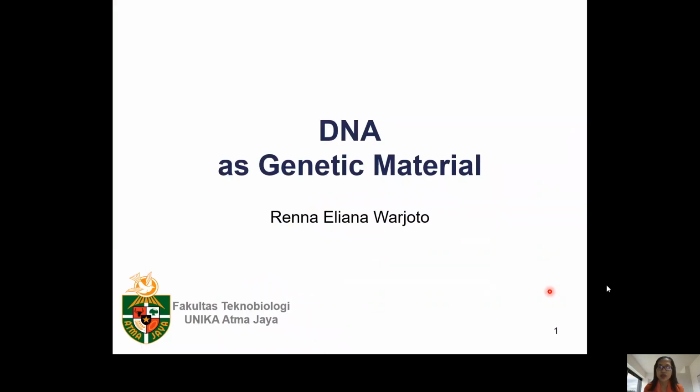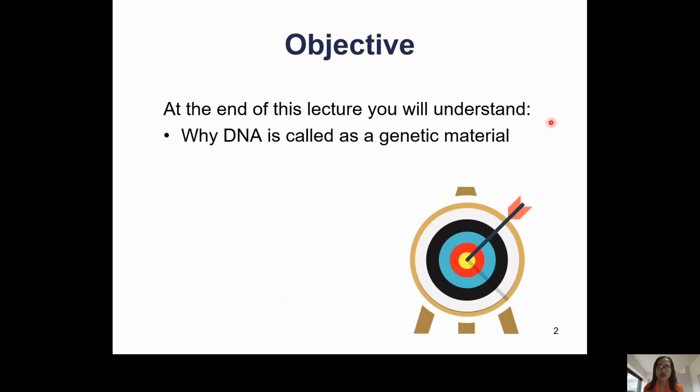So this morning we're going to learn about DNA as genetic material. The objective is for us to understand why DNA is called a genetic material, okay? It is a basic topic before I continue to the next chapters related to DNA replication and protein synthesis. So let's try to understand it together, yeah?